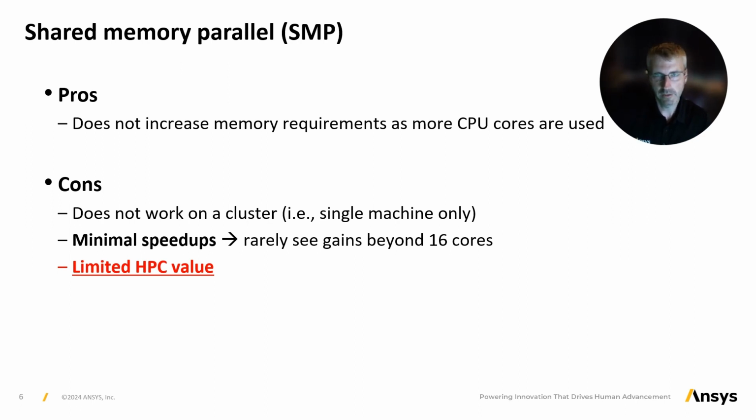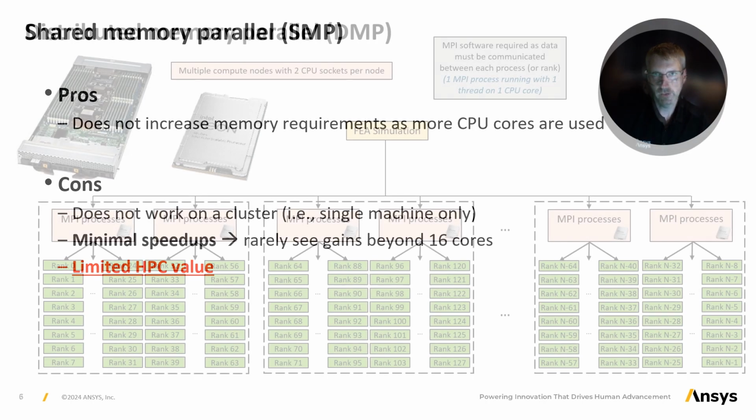However, it's got major limitations in that, one, it cannot run across machines. It does not support parallel computations on a cluster. And our speedups, as we just said, are quite minimal. We generally do not see significant benefit from using more than 16 threads, even if there are more cores within your workstation compute node. And so from an HPC perspective, the value of using shared memory parallelism is quite limited.